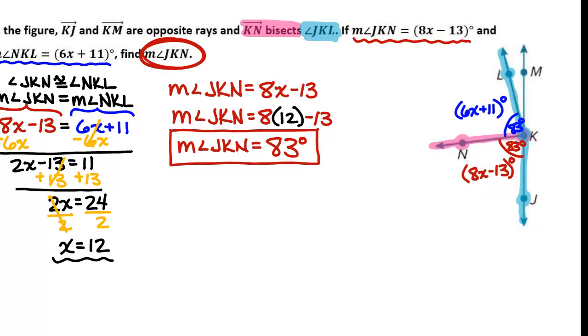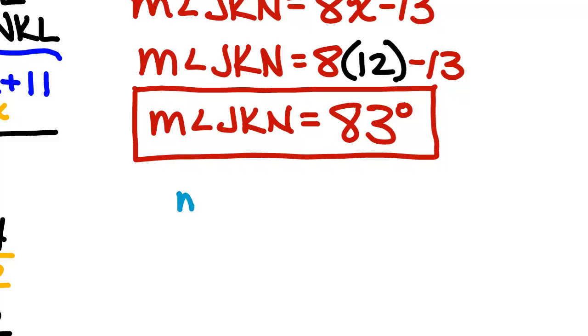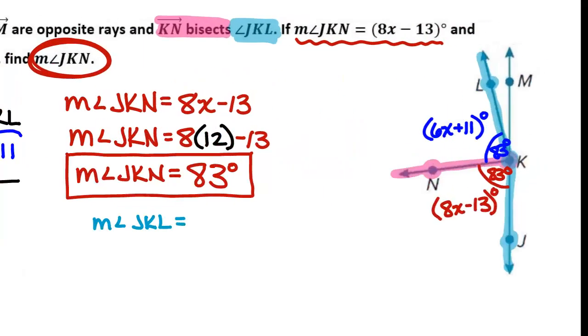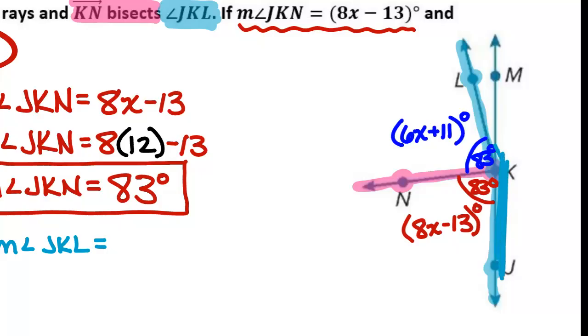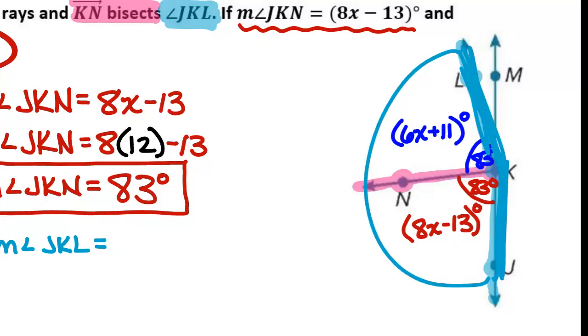They didn't ask this, but how big would this big angle JKL be then? How would I figure that out? Measurement of angle JKL. This blue one, from J to K, from K up to L. So this angle here. How would I find that measurement? Multiply 83 by 2, or add 83 and 83 together.